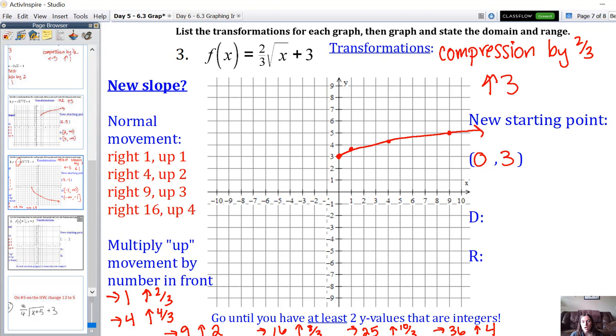Now notice here, our graph is really, really flat. That's because of that compression. Domain, left to right, we've got 0 to infinity. Range, low to high, we've got 3 to infinity. And that is how we graph the square root function. Make sure you know those normal movements and you know when to multiply your up movements.